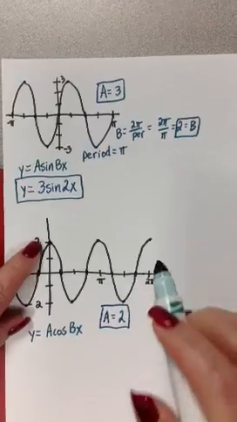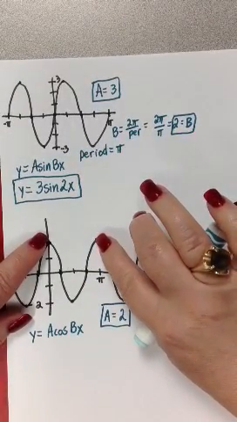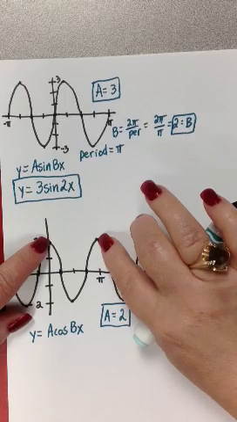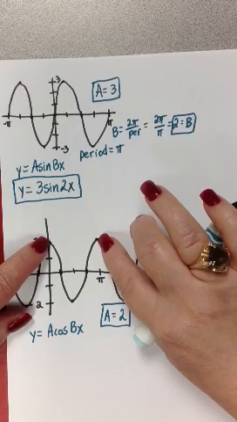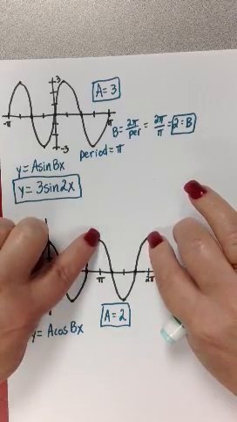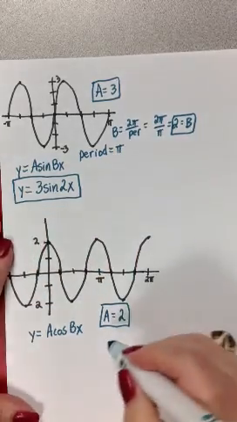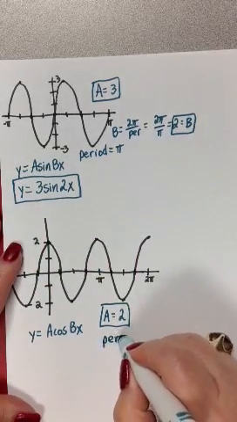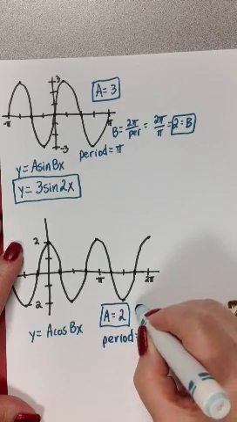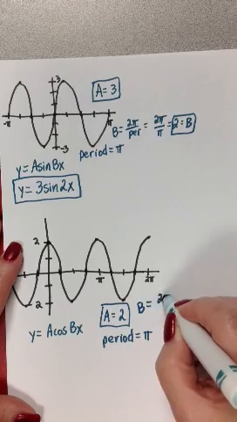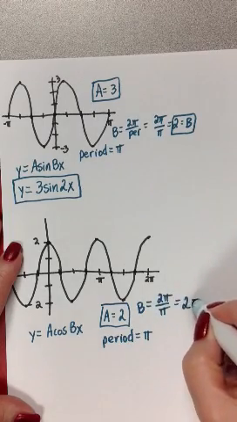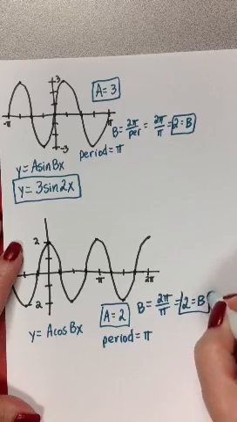And to get one complete cycle, if you went from maximum to maximum, it looks as though this just goes pi units, okay, and then it repeats itself here. So I think that the period is pi. And so remember that b is equal to 2 pi divided by the period. So this cancels, so this is just 2. So it looks like b is just going to be 2.